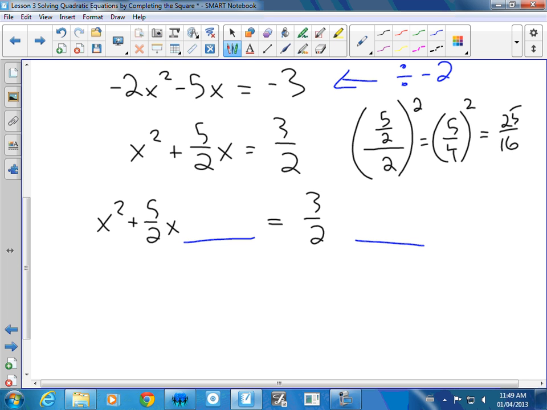So what do I add here? 25 over 16. So what do I add on this side? Same thing. In some ways, I think completing the square when you do it left and right side is easier, isn't it? Because you don't have to remember dealing with the positive and negatives. It's just the same thing, whatever it is.